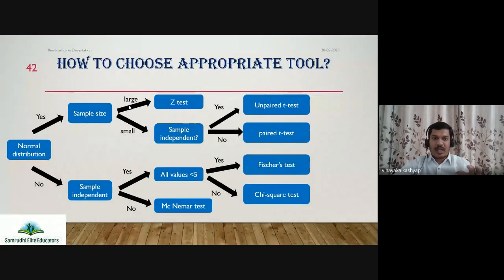Very simple to take. You see the sample size: large sample size, Z test; small sample size, go for T test. That's all. If it follows a normal distribution, see the sample size: more sample size, Z test; lesser sample size, T test.